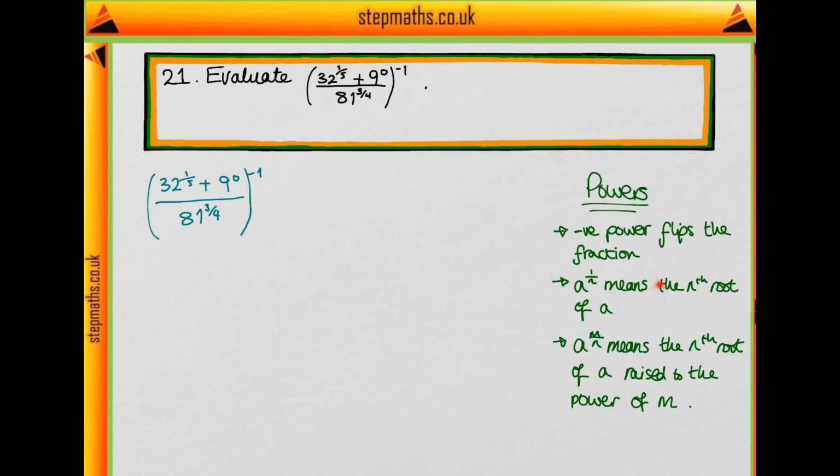If we have something to the power of 1 over n, this is the nth root. So if it's to the power of a half, we're square rooting. If it's to the power of 1 over 4, then we're finding the fourth root of it. So similarly, a to the m over n means we find the nth root and then we raise it to a power of m. And this is going to be particularly useful for the 81 over here.